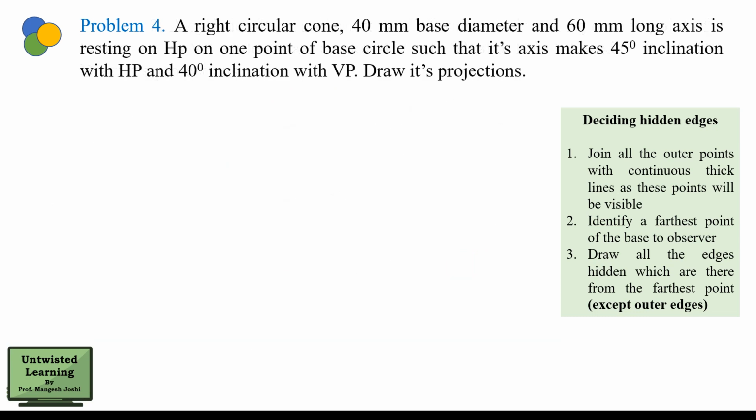Let us take the last problem, that is problem number 4. Again of a right circular cone. A 40 mm base, 60 mm long axis is resting on HP on one point of the base circle, such that its axis makes a 45-degree inclination with HP and 40-degree inclination with VP. Okay, so you can clearly see that one point of the base circle is on HP.